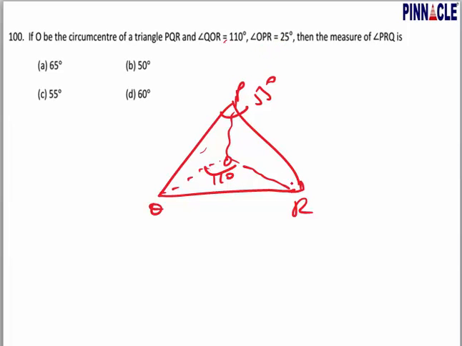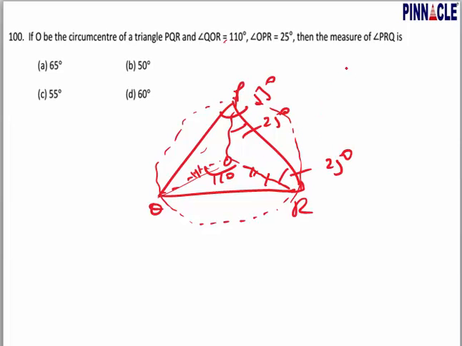Angle OPR is 25, then we have to tell the measure of PRQ. Now these are radii, because if you take this circle, this and this are equal, and if this is 25 then this will also be 25. If 110, it means 70, so 35 would be this and 35 would be this, because these two are equal. If this is 35 and this is 25, then PRQ would be 35 plus 25, that is 60 degrees. PRQ is 60 degrees. The answer is D.